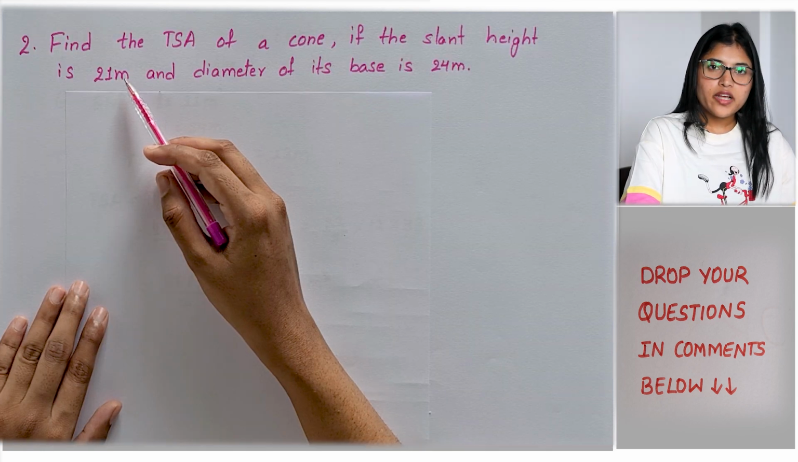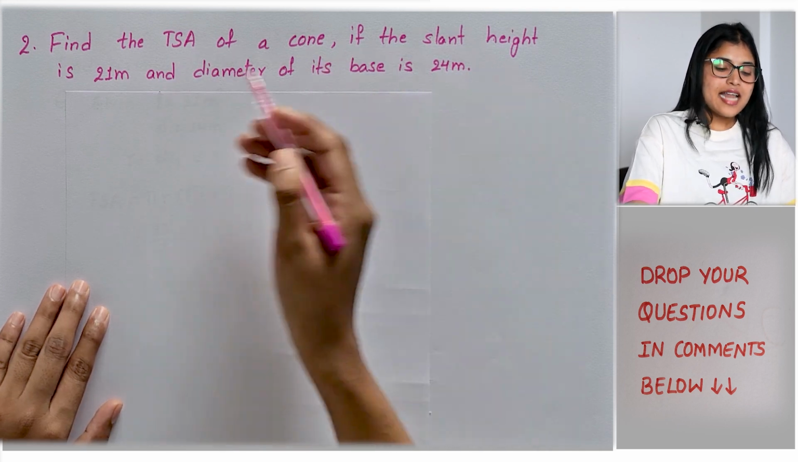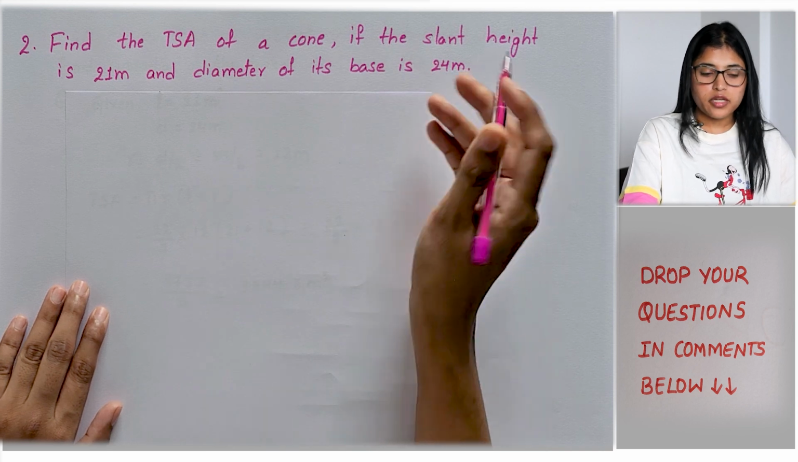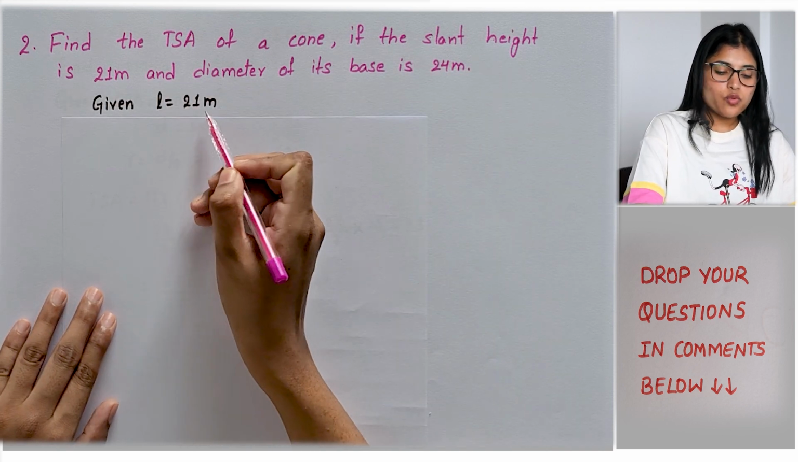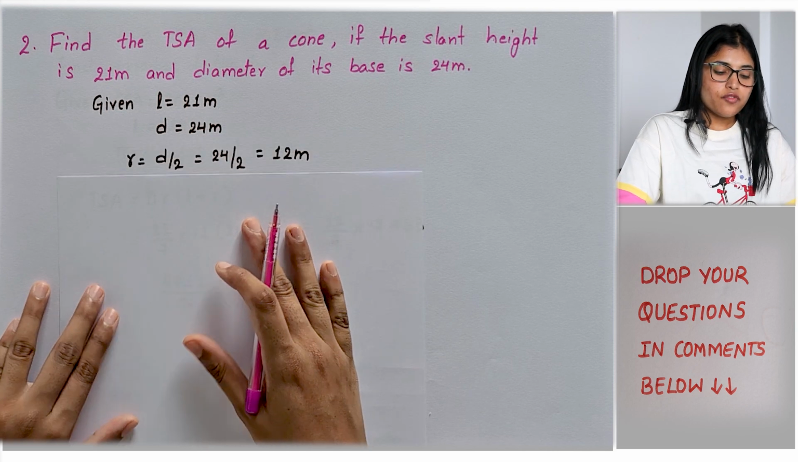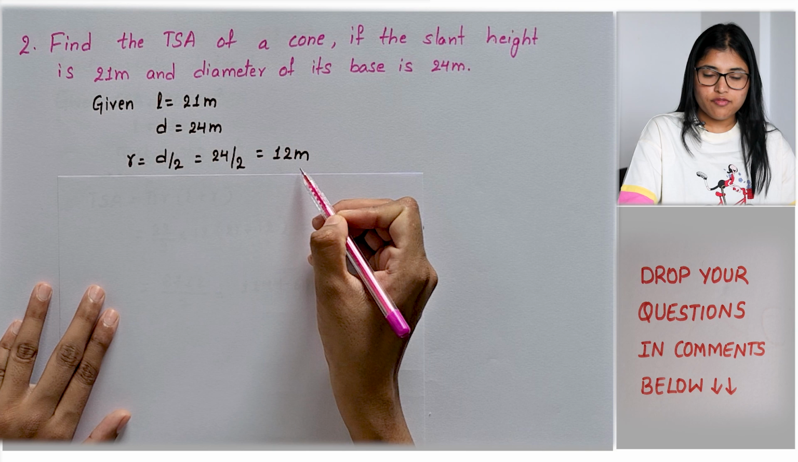Second question asks us to find the total surface area of a cone if the slant height is 21 meters and the diameter of its base is 24 meters. So we are given L as 21 meters and D, diameter, as 24 meters. So finding the radius again from the diameter gives me 24 by 2, which is 12 meters.